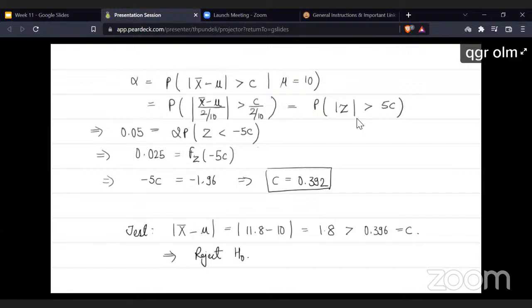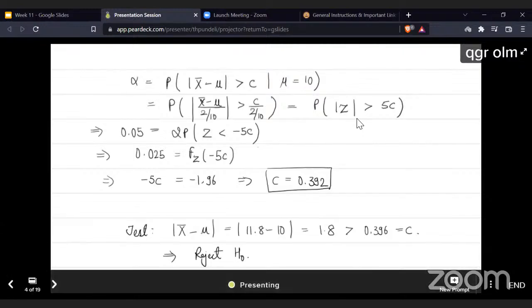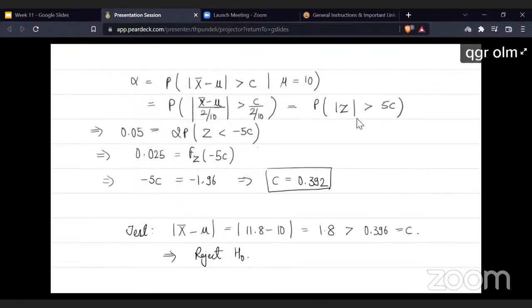Wait, let me share my screen and I will draw this out. It will be very clear. Like I will draw minus 5C is less than or equal to Z is less than or equal to 5C. If you write it, I think it is more clear.